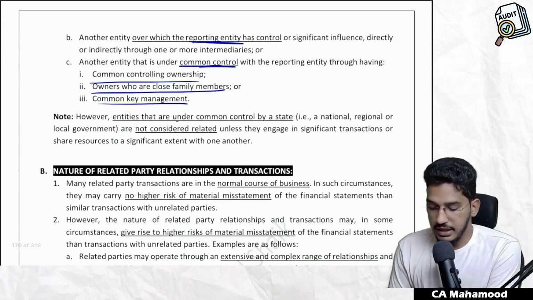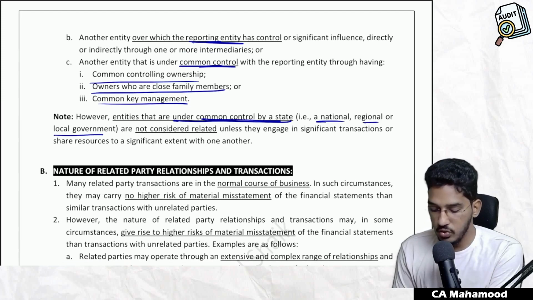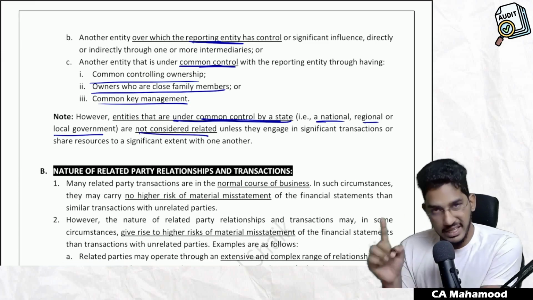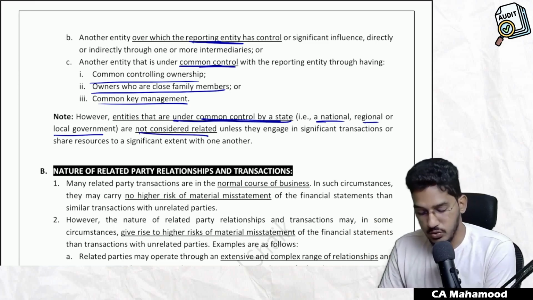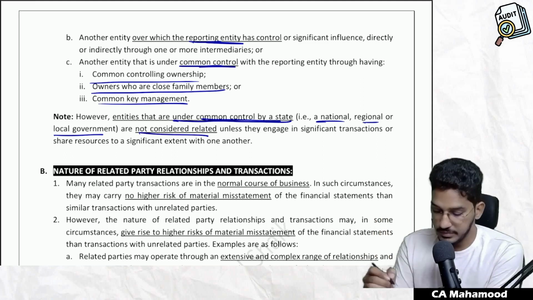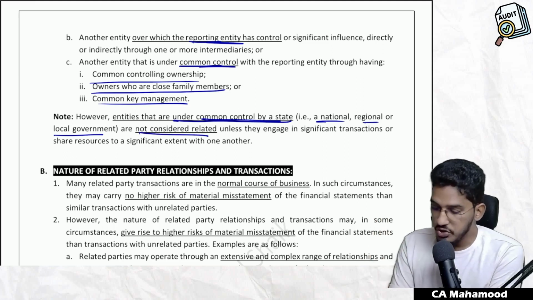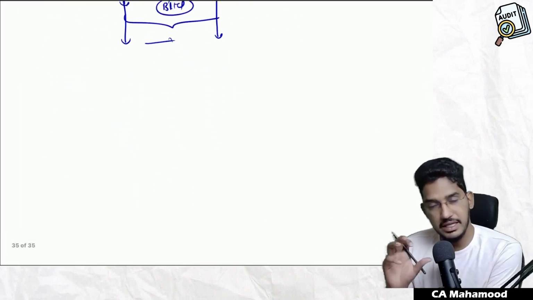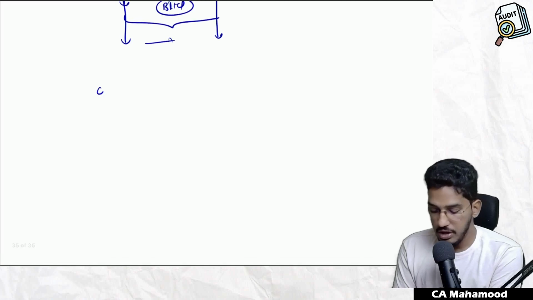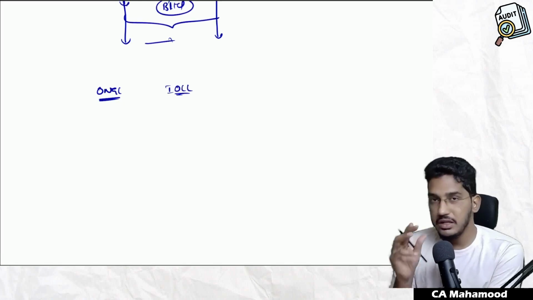However, one more point is also there. However, entities that are under common control by a state, that is national, regional or local government, are not considered related unless they engage in significant transactions or share resources to a significant extent with one another. Nothing but entities which are commonly controlled by a state. Assume that some entity is getting controlled by the government. Take for example ONGC, or at the same time you also take another entity, Indian Oil Corporation. See, both are under control of the government.